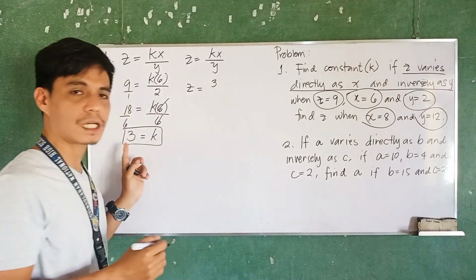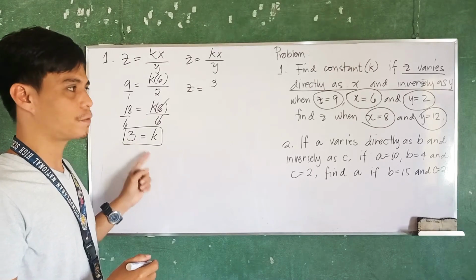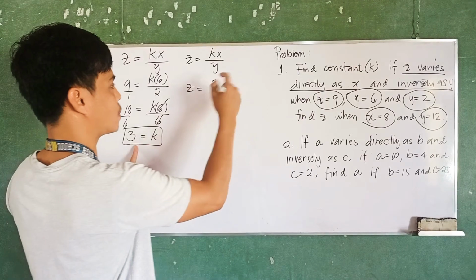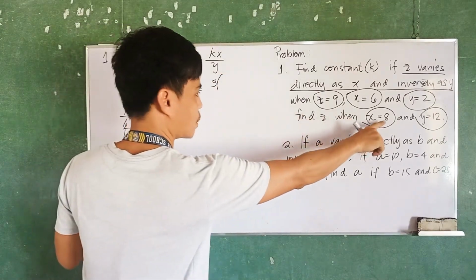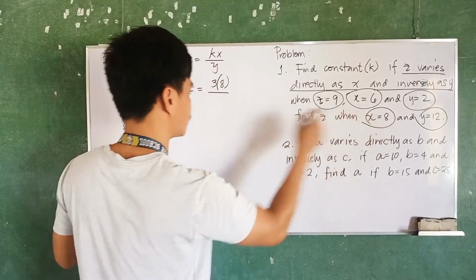So, importante nga talaga guys pag nakuha natin yung constant. Kasi nagagamit natin siya to find the solution of the second situation. So your k is 3, while your x there in the second situation is 8. Over your y, which is 12.